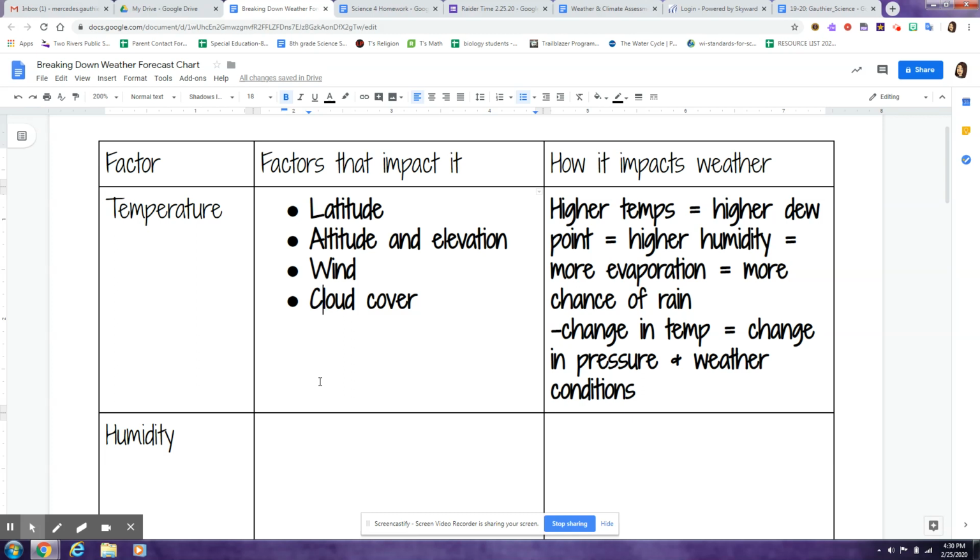So then how does temperature impact weather? Well, the higher the temperature is, the higher the dew point can be, which means there can be more humidity, which then also leads to evaporation. And the more moisture in the air, the better chance we have of rain. We also can have a change in temperature, and this change in temperature is because of a change in pressure and then other weather conditions. If you need to pause to fill this all in, please do.